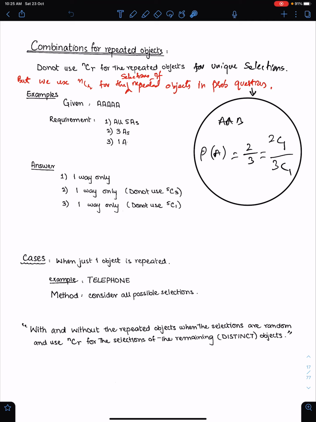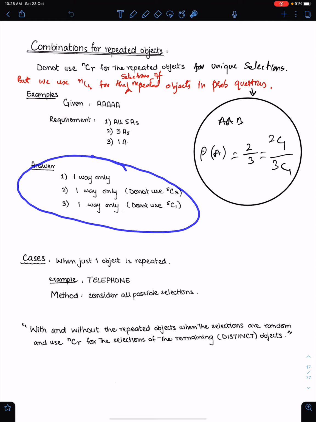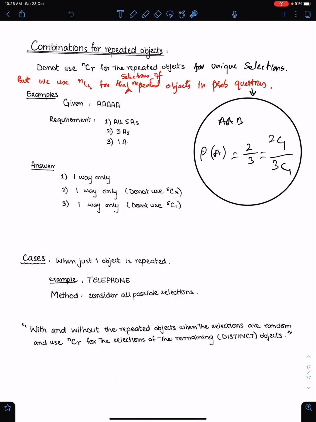See, if you have to select 3 A's from 5 A's, you cannot use 5C3. There is just one way. If you have to select 1 A from 5 A's, you cannot use 5C1. There is just one way, because you are doing just selections. These are unique selections. You cannot use NCR for the selections of repeated objects or identical objects. But in probability, you have to use it.